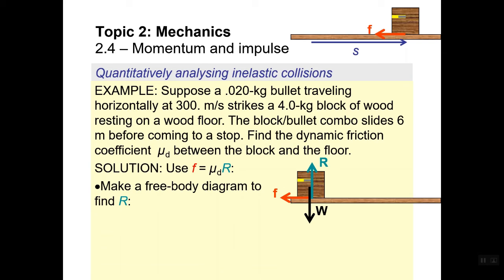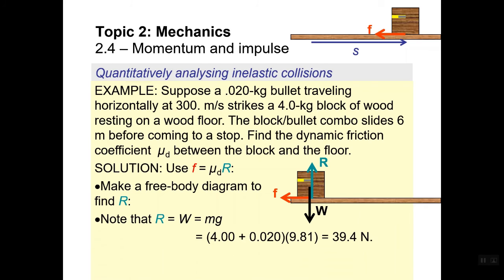In the Y component, since the system is traveling in a horizontal direction, the net force in the Y component equals 0, which means R minus W equals 0. That means R equals W, that is mg. So total mass is 4 plus 0.02 and g is 9.81. That gives us 39.4 Newton.